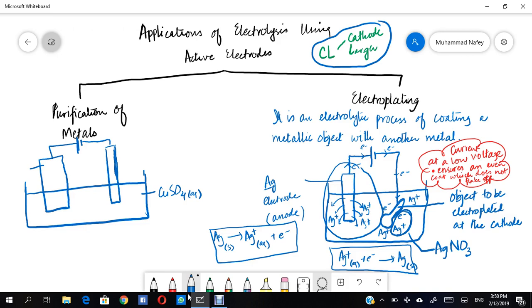Now this is the impure metal anode. Since it's an impure metal anode, it will be having copper atoms, and it will be having other impurities as well. I'm drawing these impurities in red.